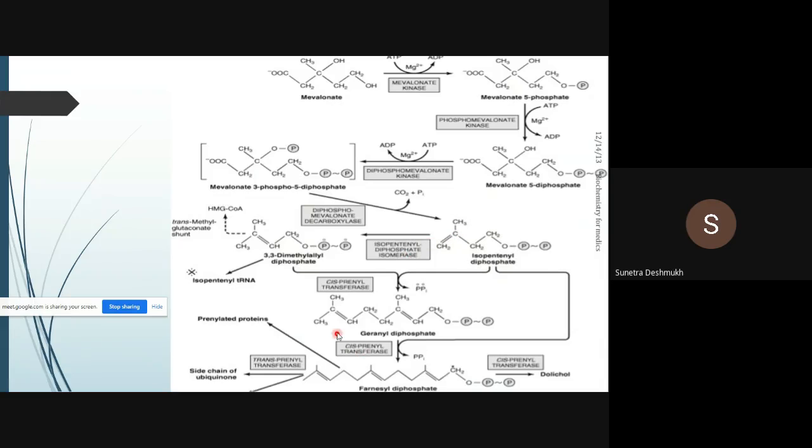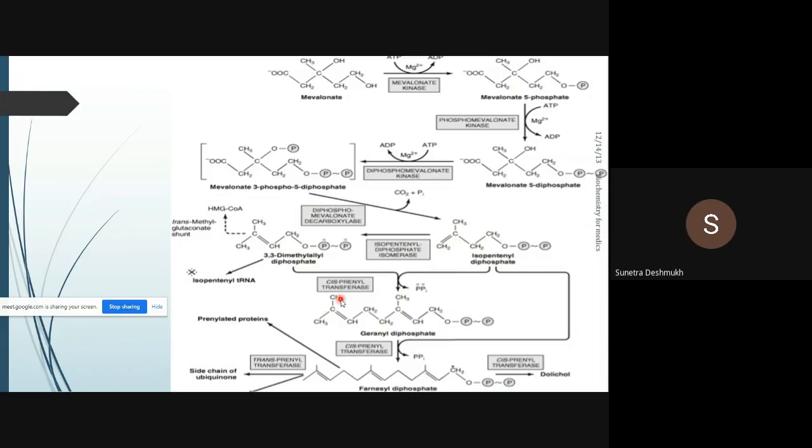Next we will go for geranyl diphosphate, GDP. Now we count the carbon atoms: 1, 2, 3, 4, 5, 6, 7, 8, 9, 10. That means 1 mole of DPP and 1 mole of IPP we can combine together to get this geranyl pyrophosphate having carbon number 10. So two isoprenoid units combine with each other in presence of different enzymes, and we can get the GPP, geranyl diphosphate.